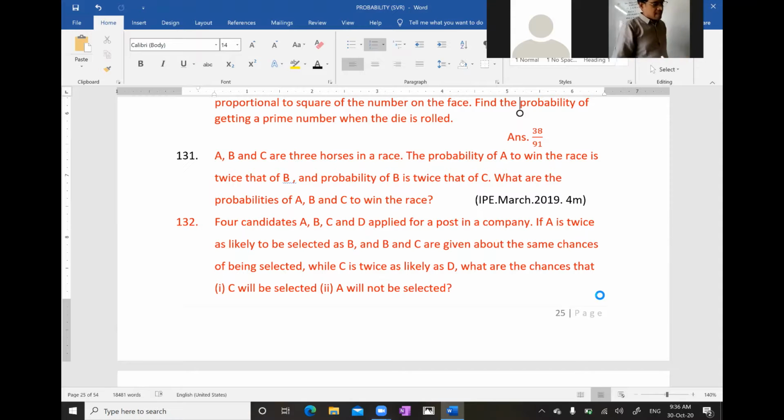Yes. A is twice as likely to be selected as B. We are doing sum number 132.